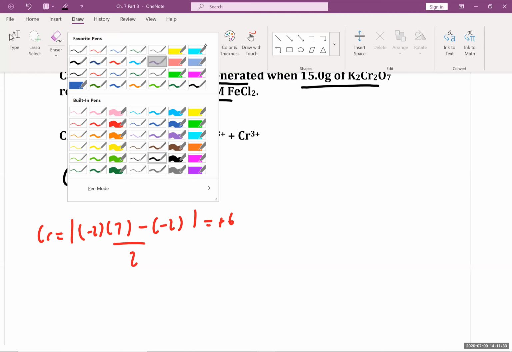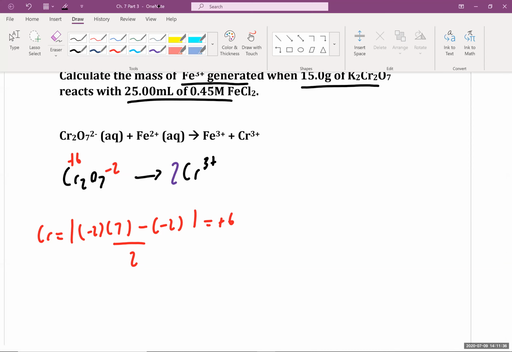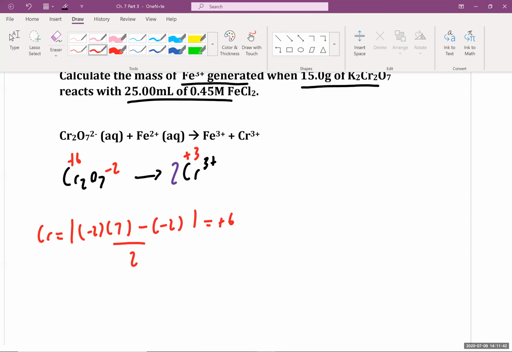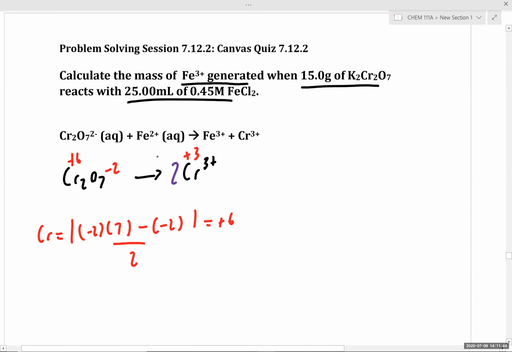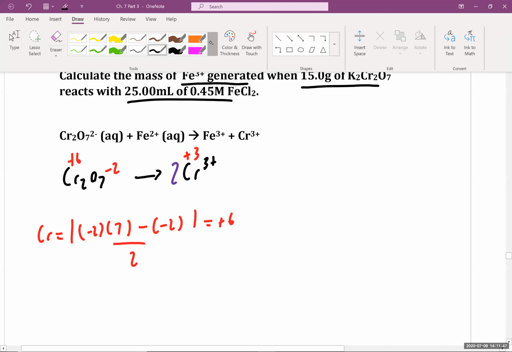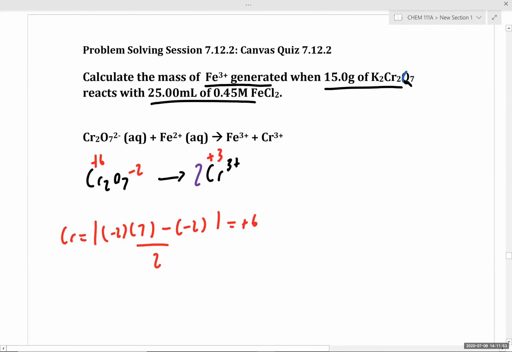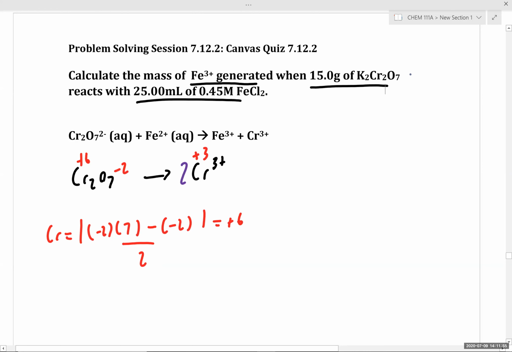In order to balance chromium, we have a coefficient of 2. And chromium is in the +3 oxidation state. Now that we have this established, we count our atoms on each side. Unless specified in the problem, we can assume acidic conditions. In turn, that means if we have 7 oxygens on the left, we'd need to add how many water molecules on the right?